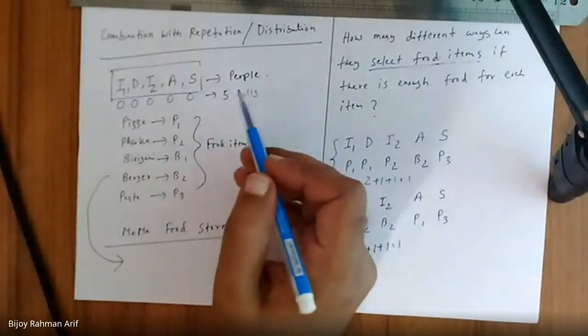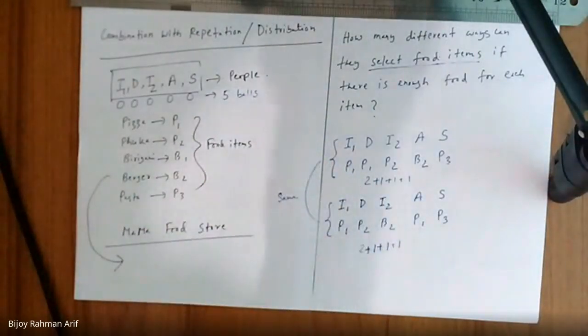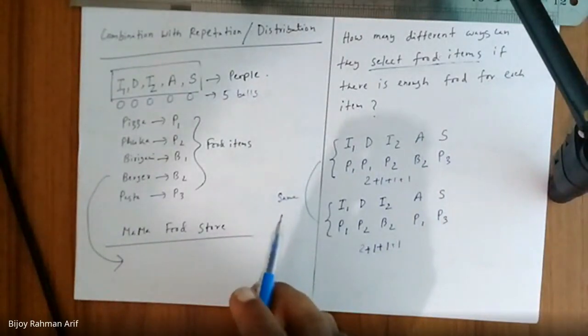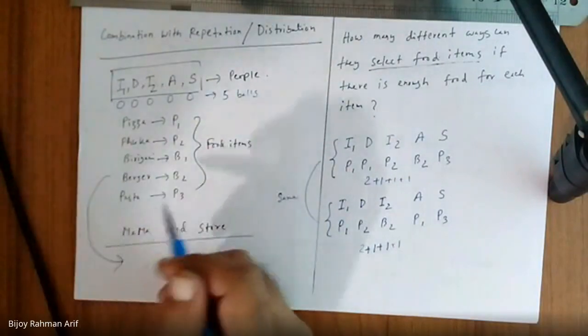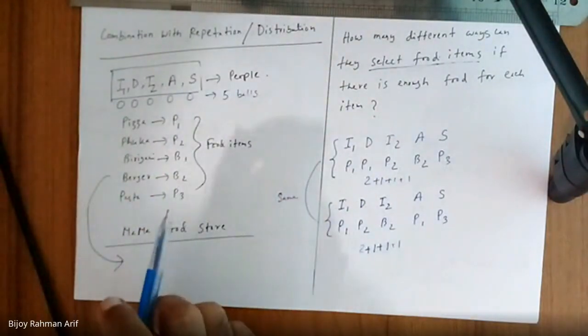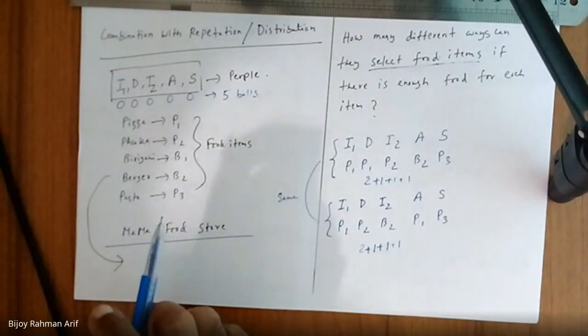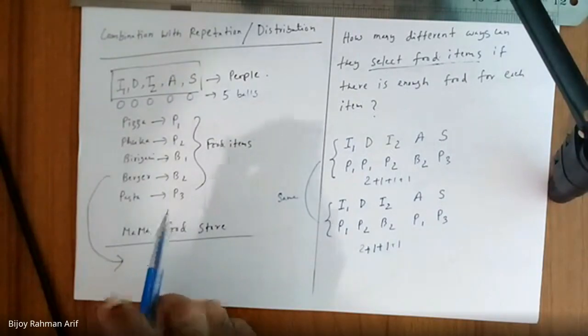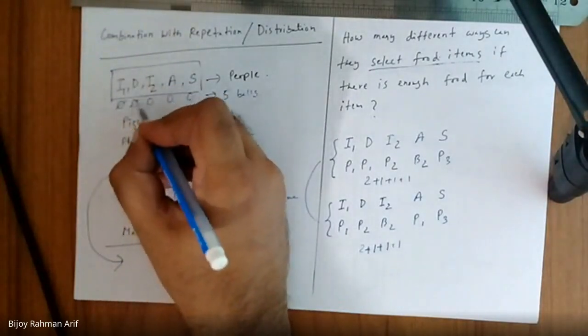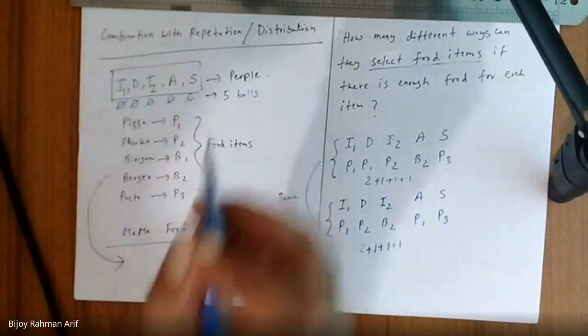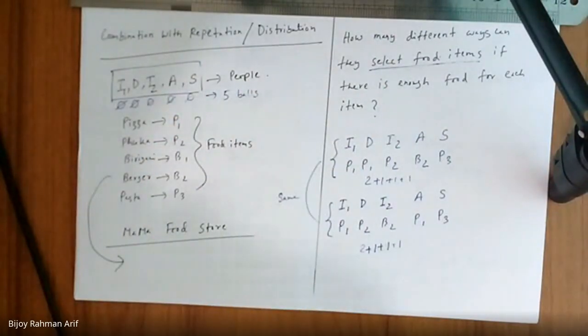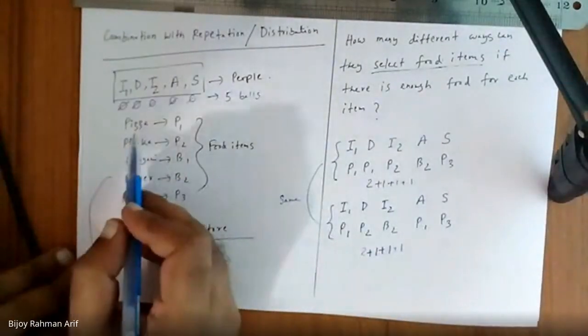So representing 5 people, how many balls do I require? Tell me. 5. Good.